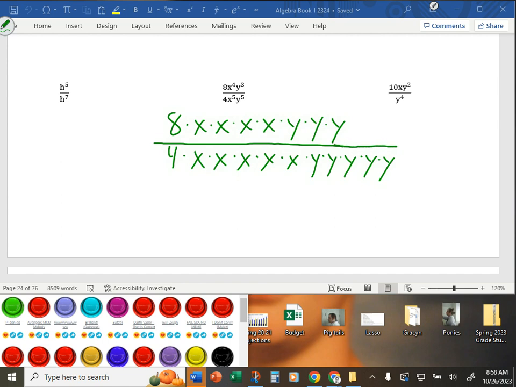Whew, that's a doozy. Go ahead and simplify it on your own. Cancel out what you can cancel out. Simplify what you can simplify.